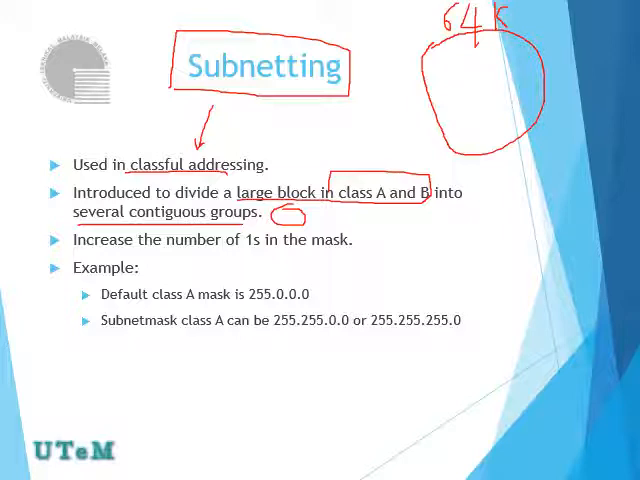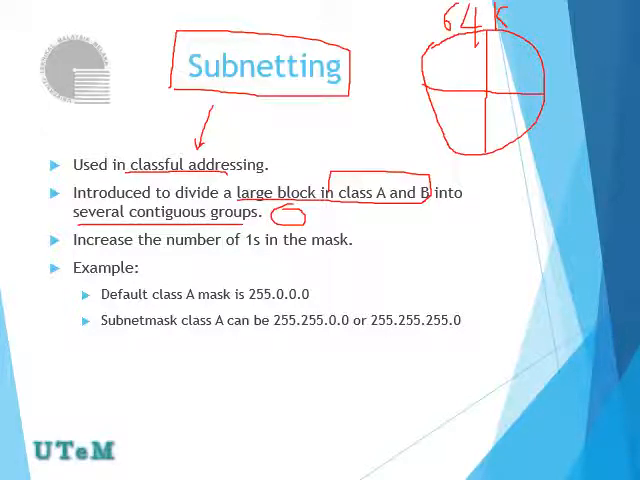Is there any problem with a large size of network? Yes. What is the problem for a large network? First is network congestion. The second is security issues. So how do we solve that problem? We use subnetting. How does subnetting work? It divides the large network into several contiguous subnetworks. We can divide it into 2 or 4 subnetworks.